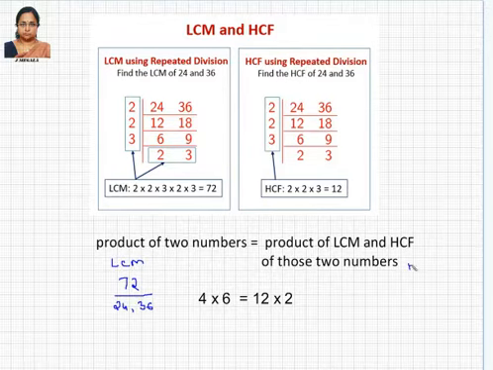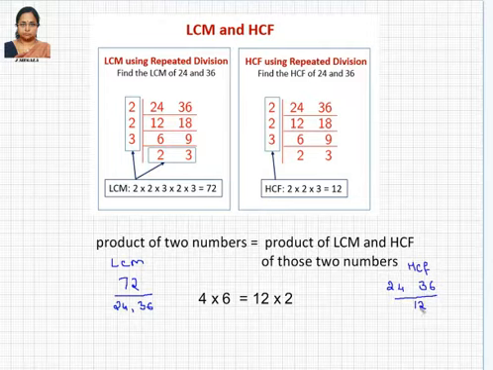And when you go for HCF, what you have to see is this 24 and 36 when you consider, the factor is nothing but this. You just have to see whether 24 is divisible by 12 and 36 is also divisible by 12. Otherwise, that's not a common factor.